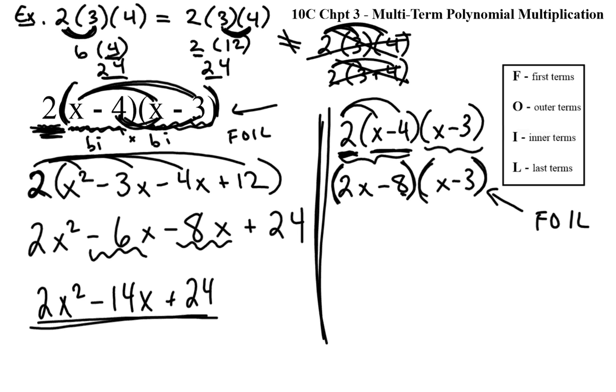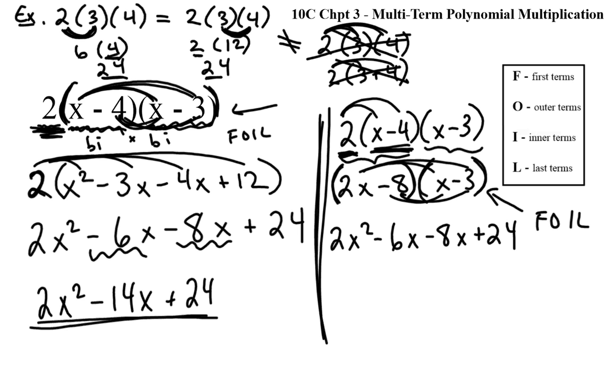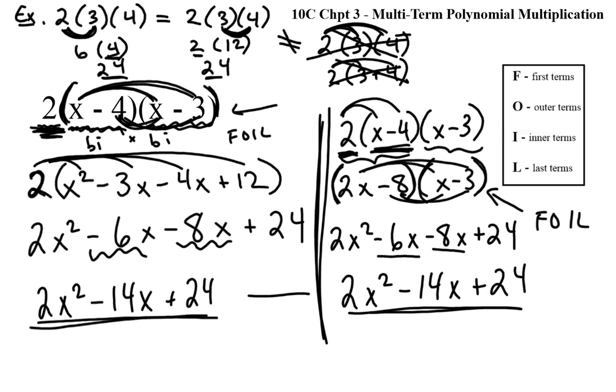So I can multiply the first 2, distribute, and now do the FOIL process. 2x squared minus 6x minus 8x plus 24. Combine your like terms. 2x squared minus 14x plus 24. Same answer. Doesn't matter which things get multiplied first. But you have to look to do FOIL when it's binomial times a binomial.